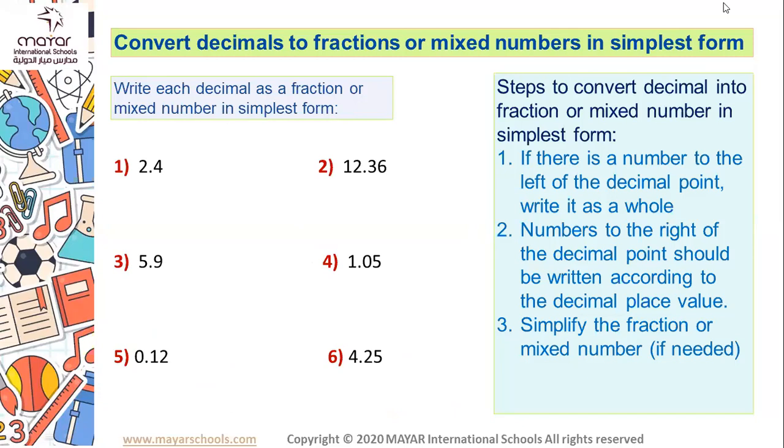Guys, we said if you have a numerator and denominator, look at them and ask yourself, do they have any common factor between them? Okay. Who's done with number one?